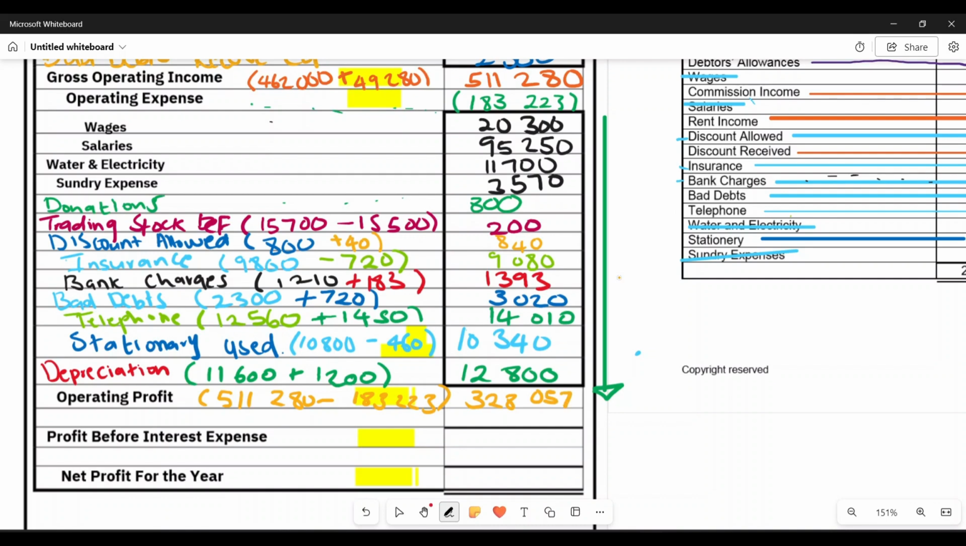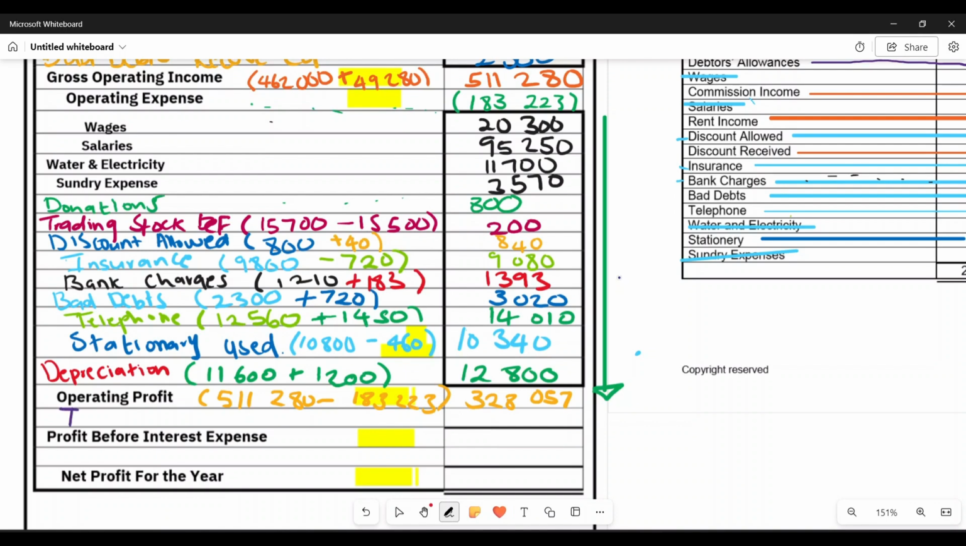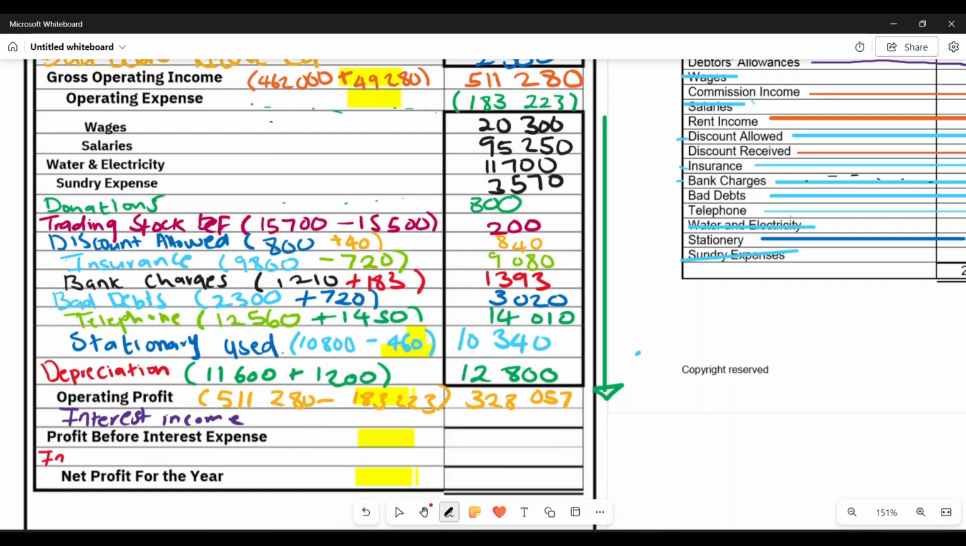Now, after you've recognized your operating profit, the last two line items that you need to take into consideration are your interest income as well as your interest expense, right? So I'm going to write them here. I'm going to start with my interest income. And below, it will be my interest expense. And always this interest expense in brackets. Now, starting off with my interest income, let me see if I have any information which relates to my interest income.